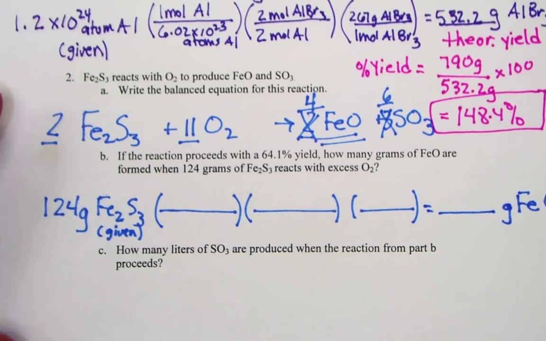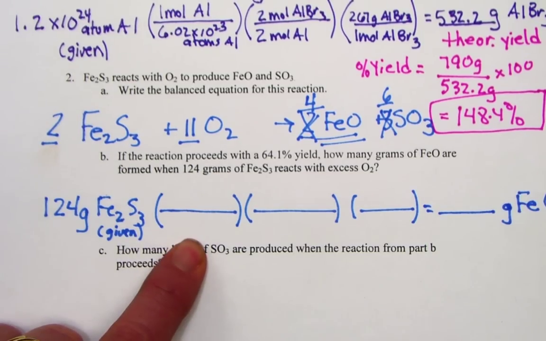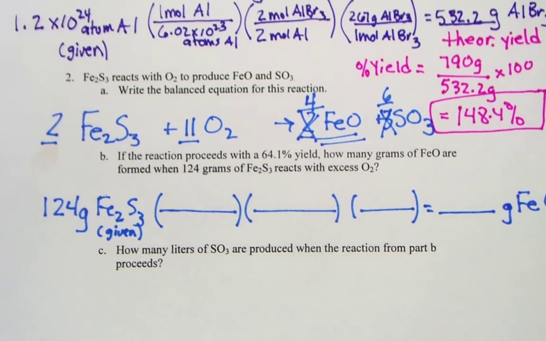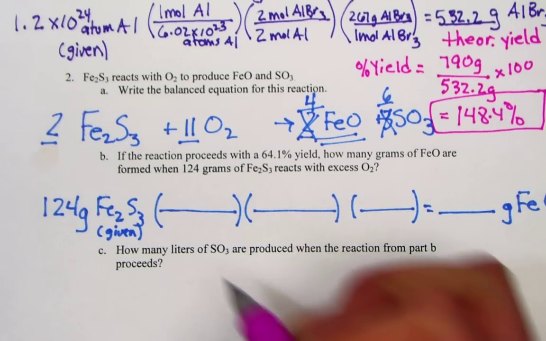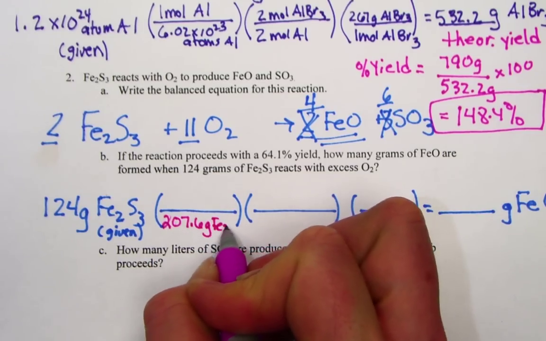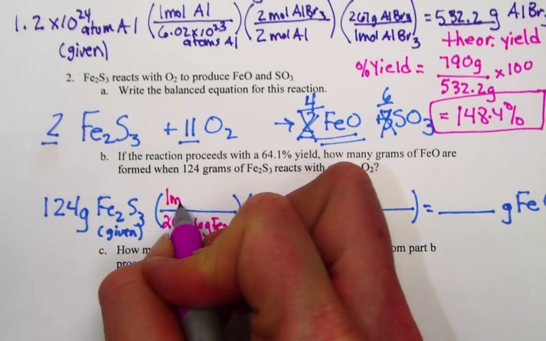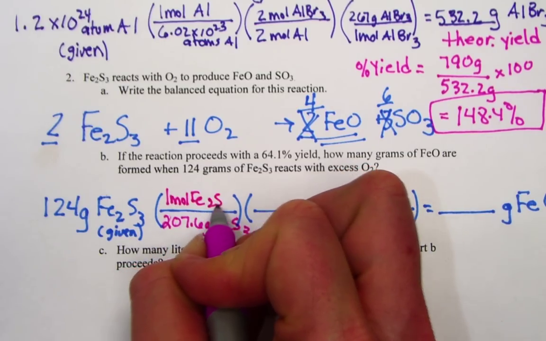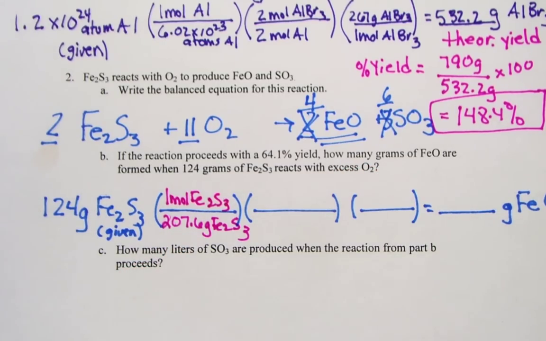When we begin, we'll need a molar mass of Fe2S3. I'll take that molar mass by adding iron. Iron weighs 55.8 times 2 plus 32 times 3 from the sulfur. I found a molar mass of 207.6. One mole of Fe2S3 is set over 207.6 grams of Fe2S3.